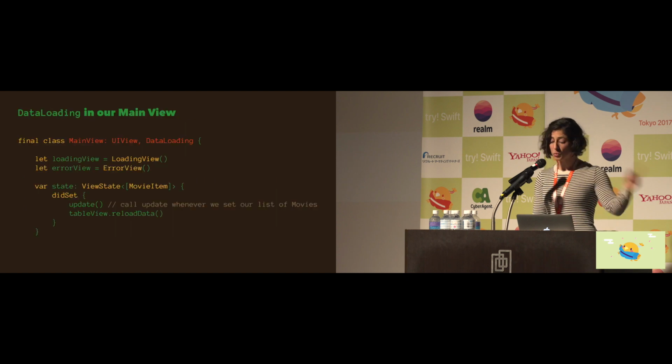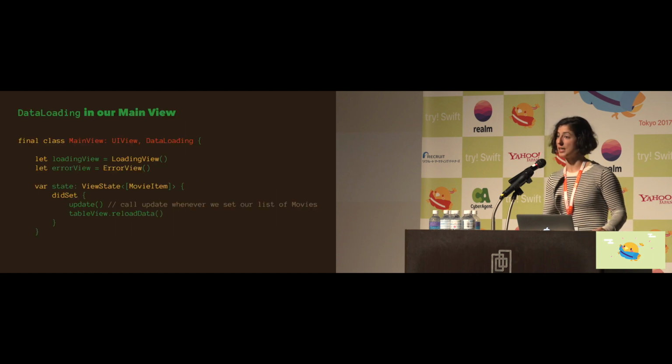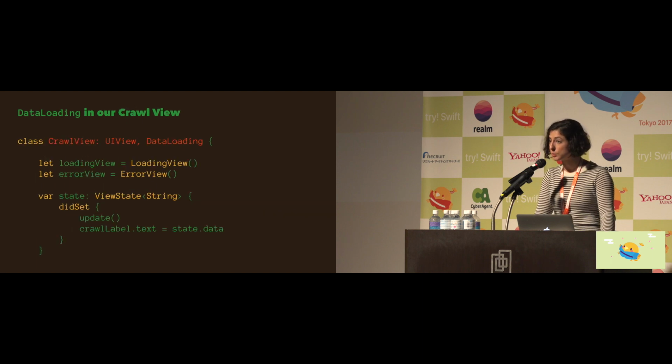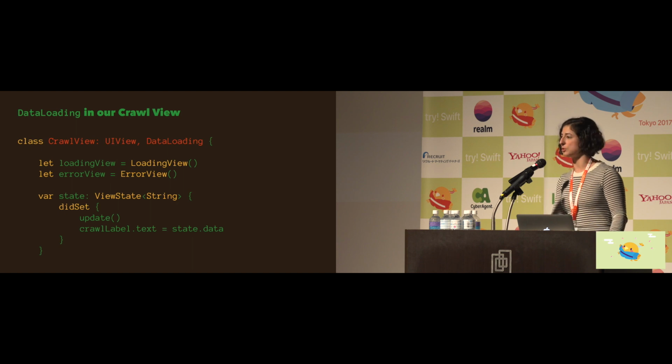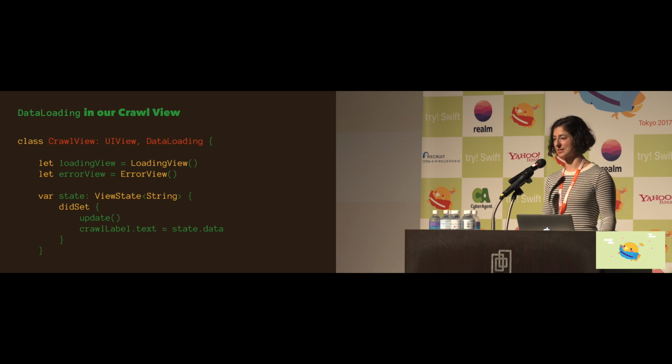So if we go back to our main view and now have it implement our loading protocol, all of a sudden, a whole bunch of code goes away. It provides the necessary views, it provides the state, and it calls update when we set the state. And that's it. If we jump to our crawl view, we see the exact same pattern. Indeed, any view in our app that wants to do a loading behavior will have this exact same pattern.